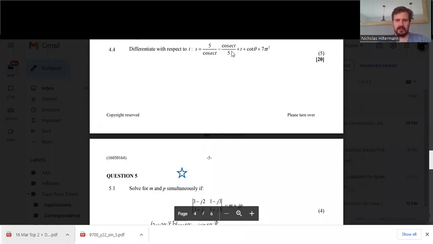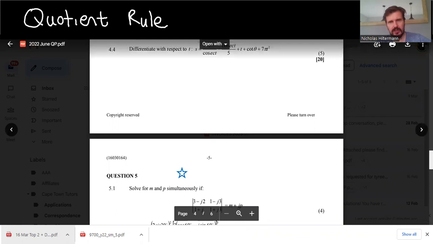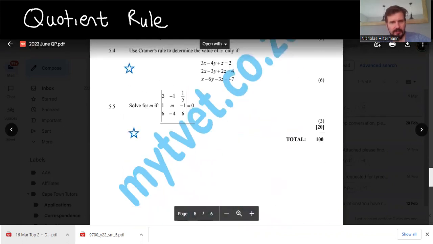Okay, so now we're going to do an example which contains an exam question where you would use the quotient rule. Whenever you see 5 over cosec t, that could be the quotient rule. I'm also going to show you how that might be done quicker using the chain rule.